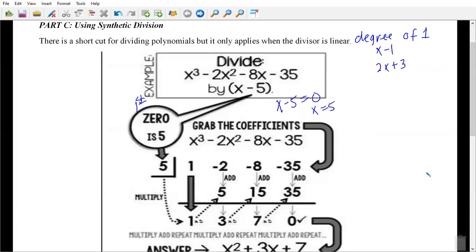All right, so then after we do that, we're going to grab the coefficients. So second step is to take your coefficients. So my coefficients are 1, -2, -8, -35. So I take the coefficients and I write them outside of, we call this the house. It's like reverse long division. So outside of the house, I write them, spreading them out. So I have 1, -2, -8, -35.